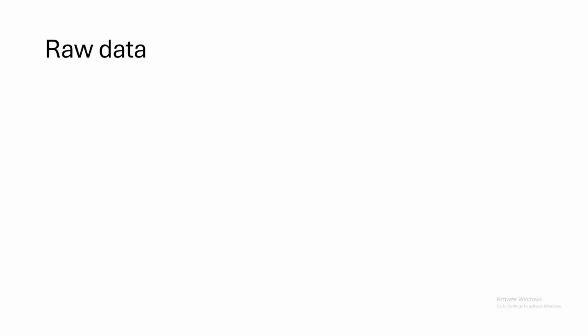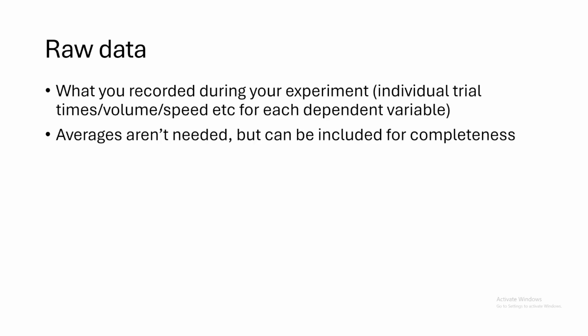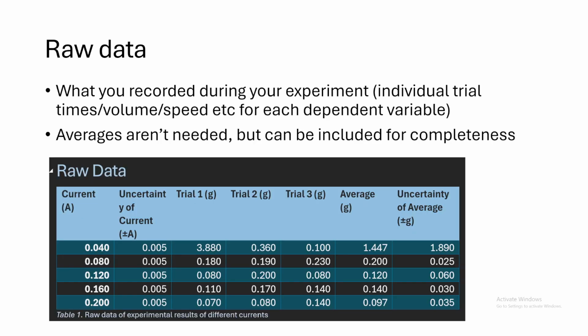Now, your raw data, this is essentially all the stuff that you measured from your experiment. Like, if you wrote your experiment values in a notebook, take all those values from the notebook, and that's your raw data. This is what you recorded during your experiment. And when you're representing these in your student experiment, you don't need averages, but if you're wanting a bit of completeness, you can have the averages in the raw data, since it's a very minor calculation. So that seems pretty straightforward.